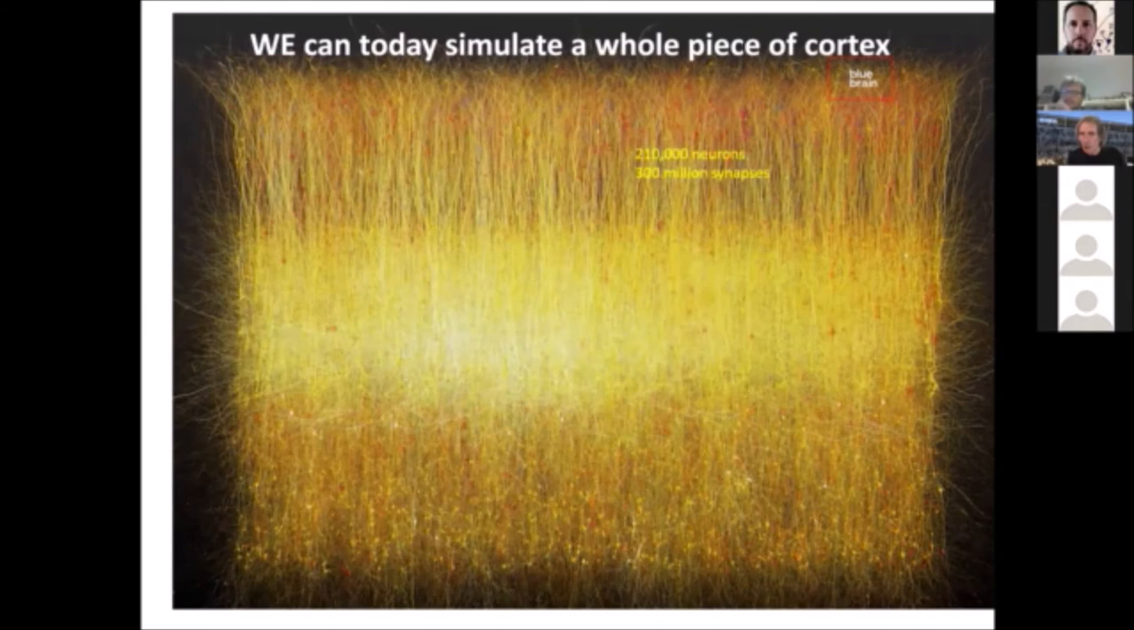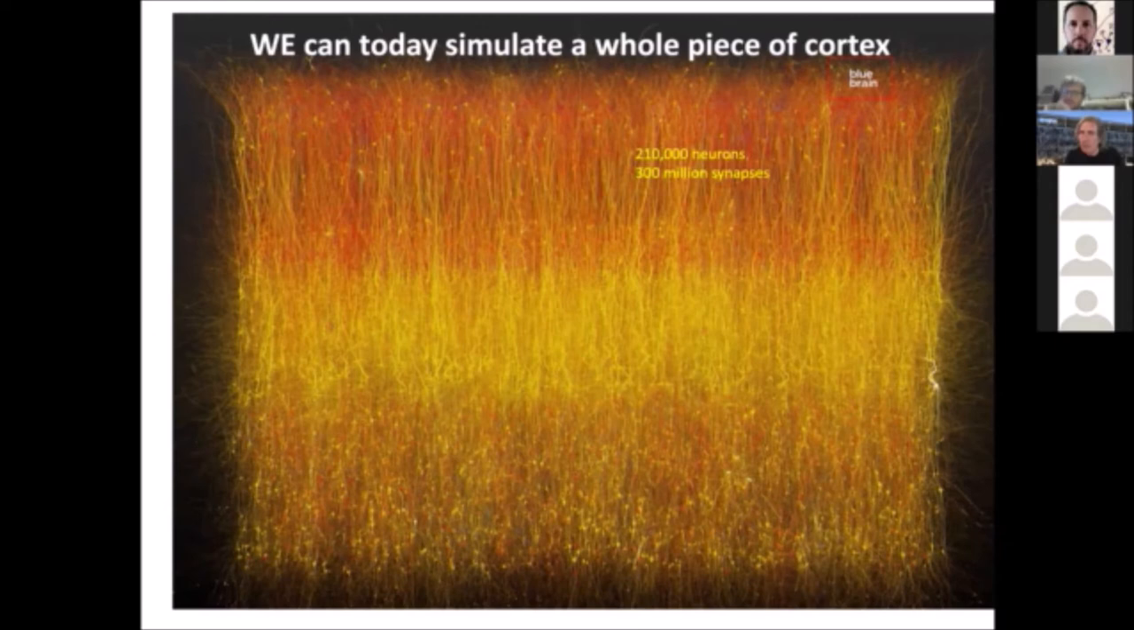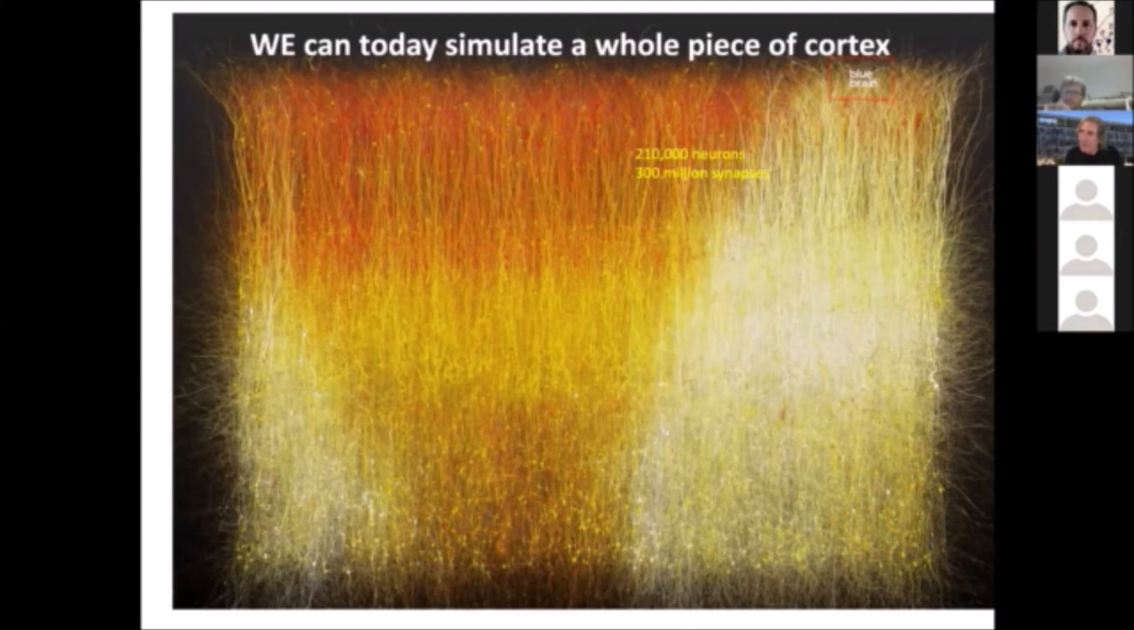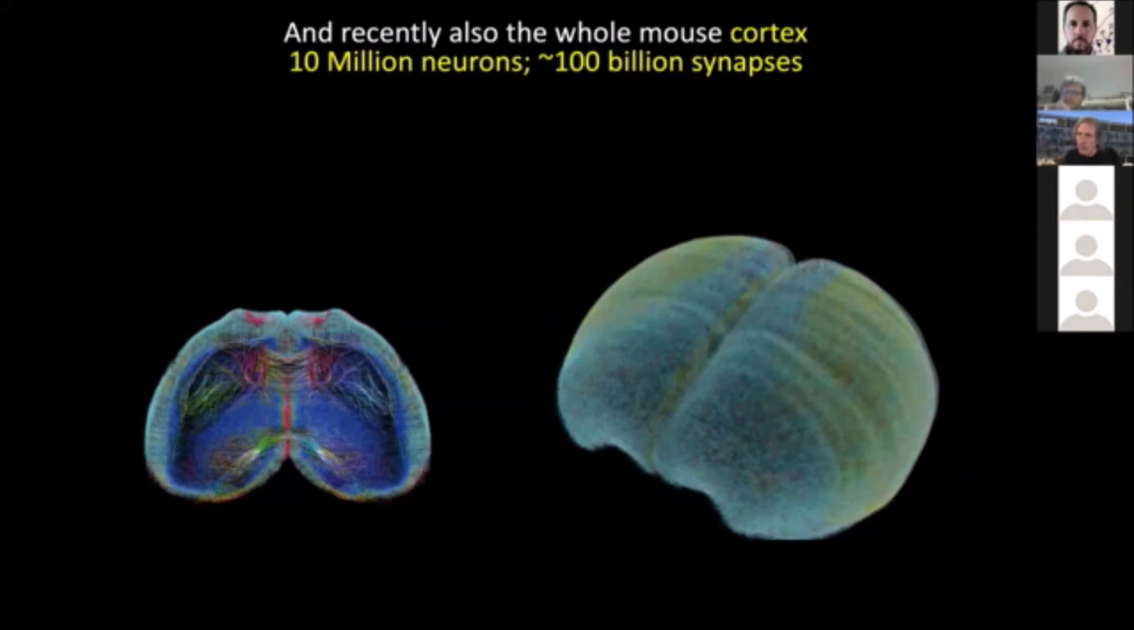So this is just showing you that the network in the computer starts to behave. This is spontaneous activity of the network in the computer. Sometimes it becomes epileptic, and sometimes it becomes Parkinsonian. So we are trying to understand these dynamics using this computer. But we also just recently succeeded in simulating a whole cortex, 10 million cells and about 100 billion synapses in the computer.